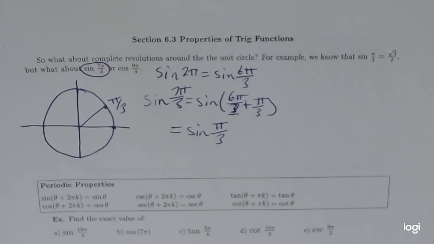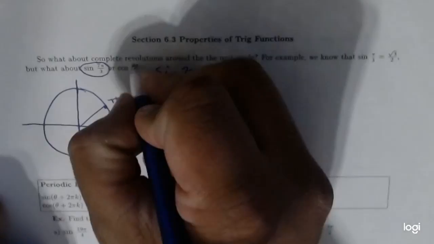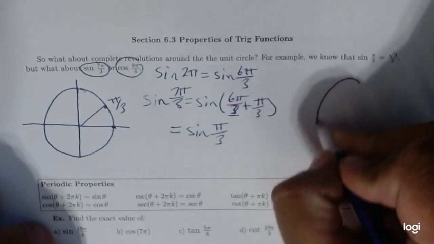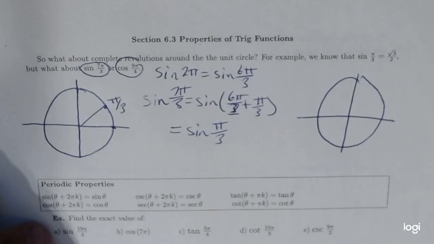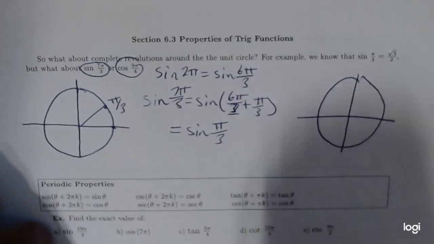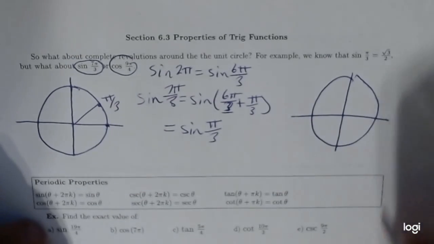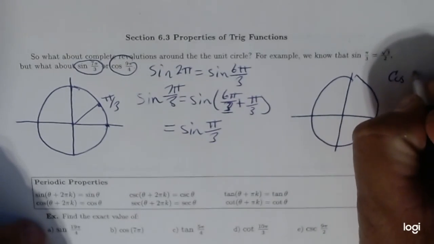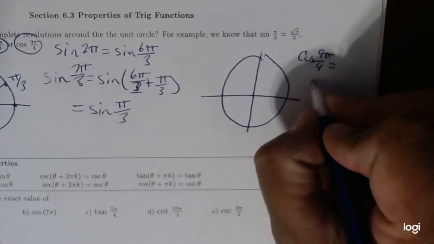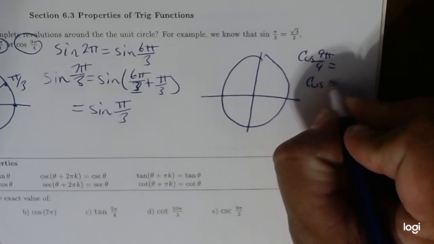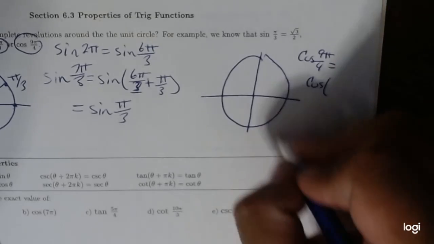Believe it or not, it's pretty interesting stuff. The same thing applies with cosine. So cosine, again, just using this portion. Now we want cosine of 9 pi over 4. Well, another way to write 9 pi over 4 is cosine of, well, it goes around two whole portions.